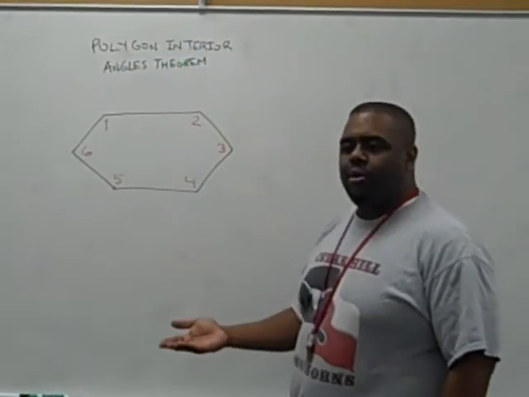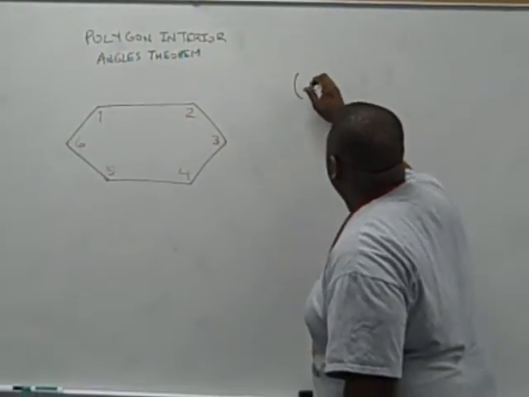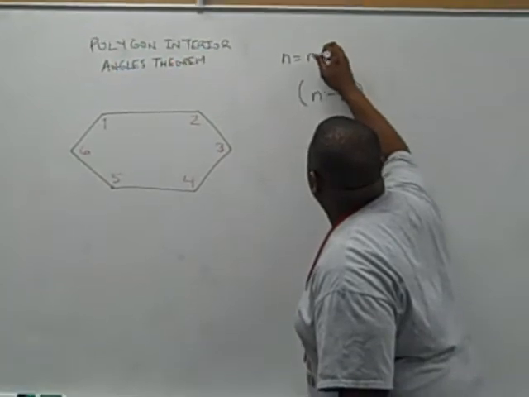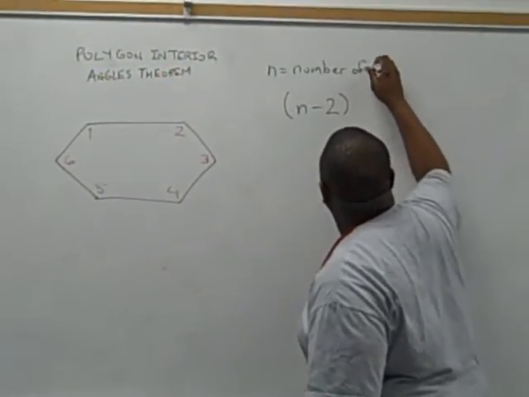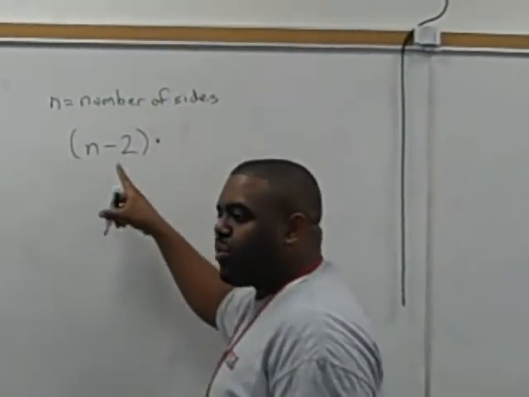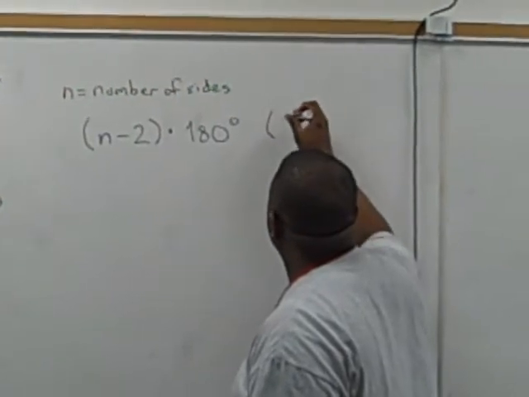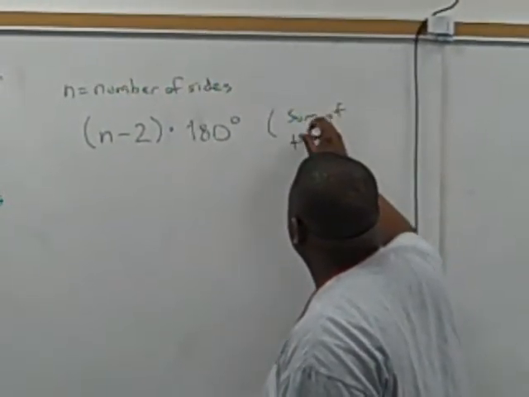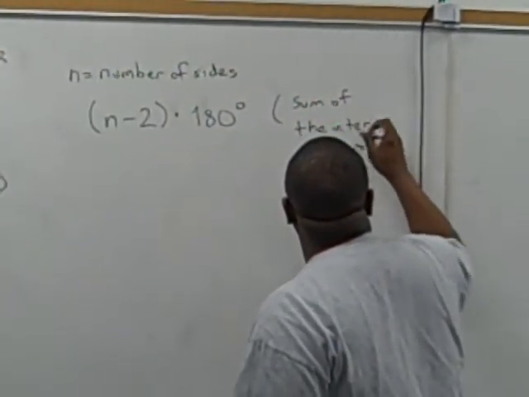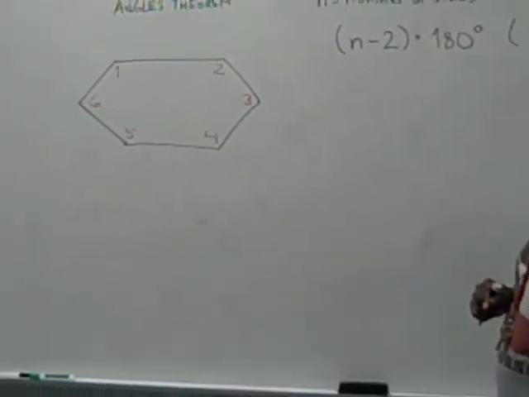Now, here's the general form for this polygon, or for any polygon. The general form is I'm going to take the number of sides, which is n, and I'll write down this. N represents the number of sides, and I'm going to subtract 2, put that in parentheses, and multiply it by 180 degrees. And this represents the sum of the interior angles. Okay? So this is the general form that we use for any particular polygon.